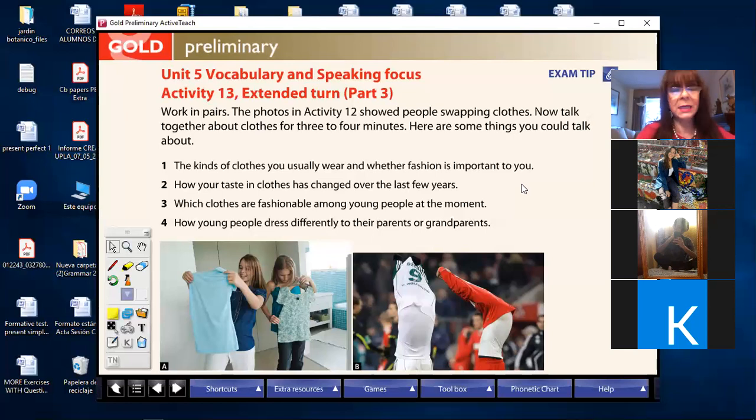And I don't have money. I can't afford to buy clothes that are in fashion. ¿Me entienden, Matías? Y Gabriela, y Karen, y Javiera? This is the way you have to give an opinion. All right?